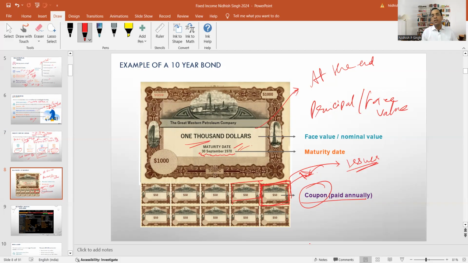Now, in today's digital and advanced world, we don't need these kinds of small stamps and coupons to be demanded from the issuer. However, this was the original concept, and a couple of decades back, this is how it used to be conducted.